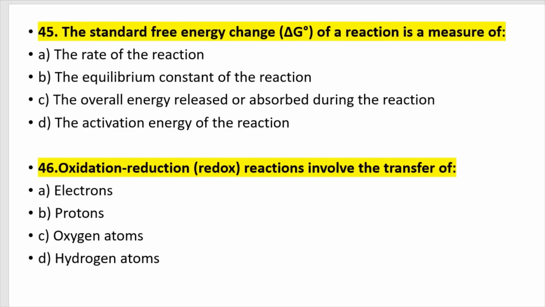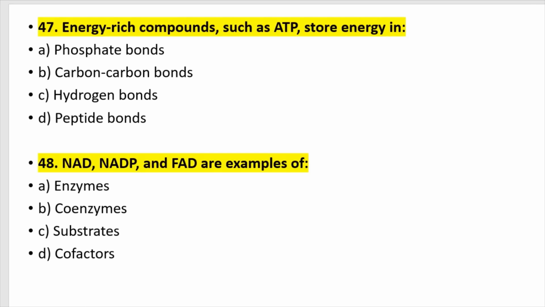Number 45. The standard free energy of a reaction is a measure of the rate of a reaction, the equilibrium constant of the reaction, the overall energy released or absorbed during the reaction, the activation energy. So this is the overall energy released or absorbed during the reaction. 46. Oxidation reduction, which are redox reactions, involve the transfer of electrons. Definitely. Not protons, not oxygen atoms, and not hydrogen atoms.